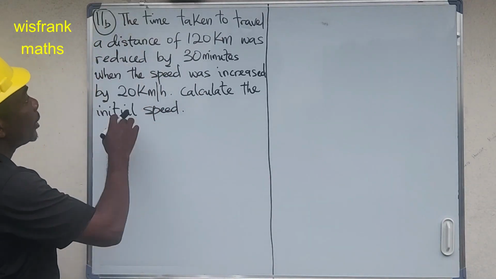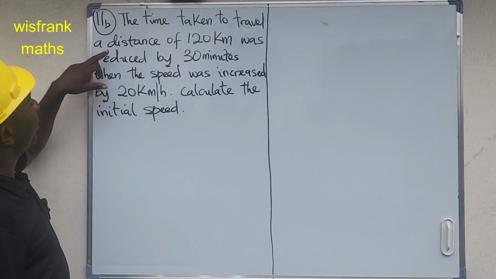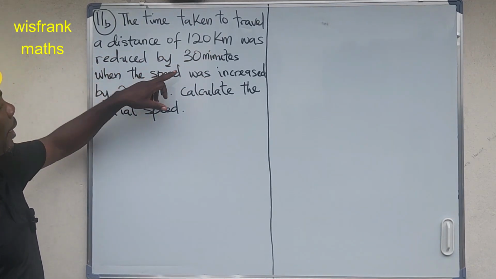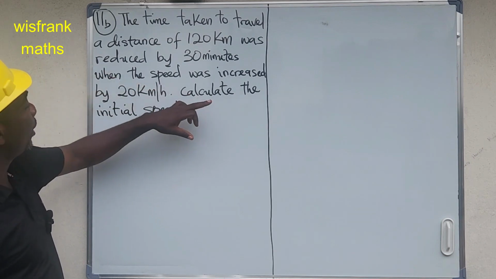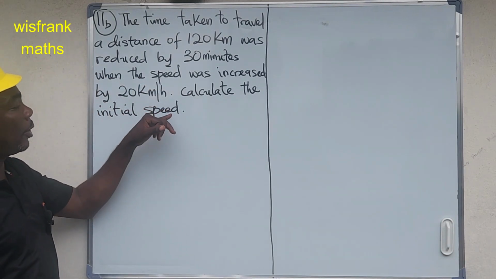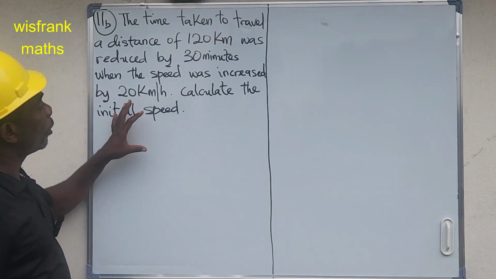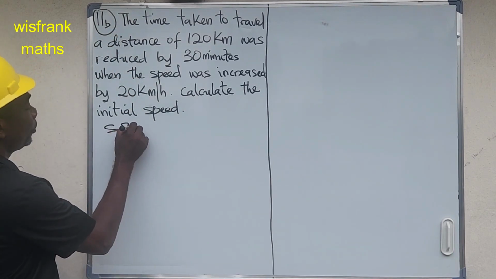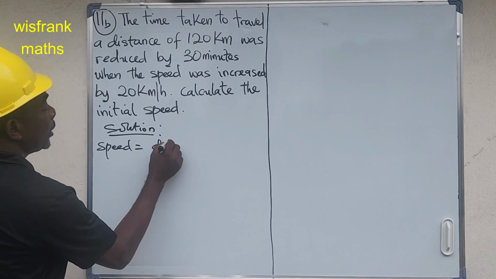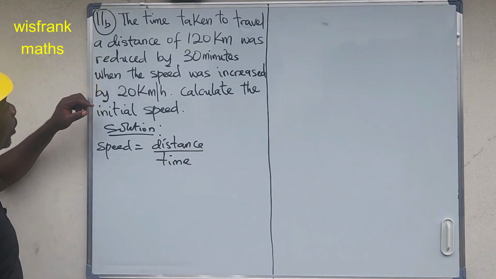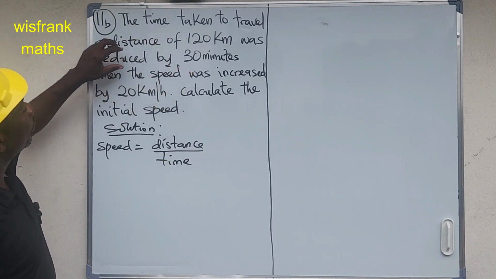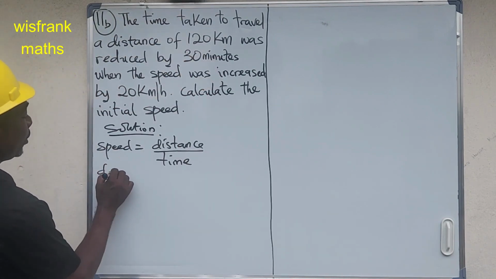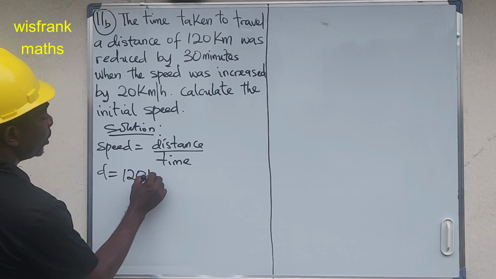Question 11B says the time taken to travel a distance of 120 kilometers was reduced by 30 minutes when the speed was increased by 20 kilometers per hour. Calculate the initial speed. So from here, we are to calculate the initial speed. The solution: speed equals distance over time. From the question, it says the time taken to travel a distance of 120 kilometers. We have our D, which is distance, 120 kilometers.